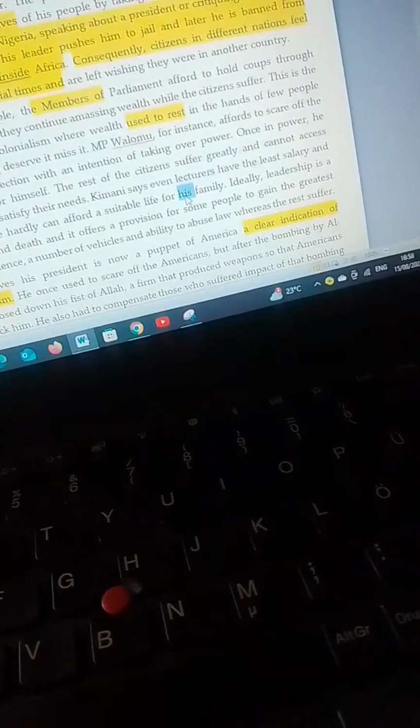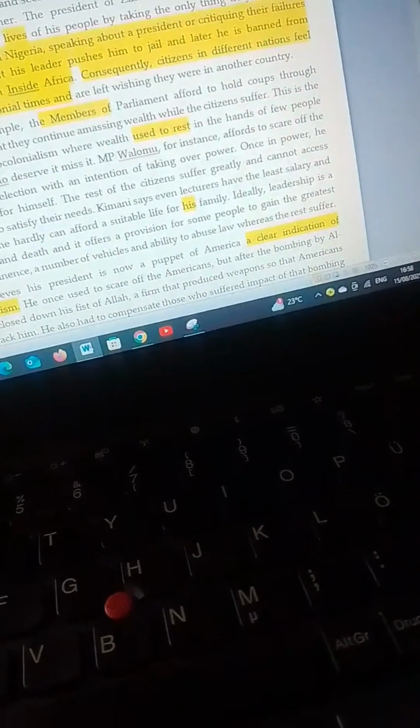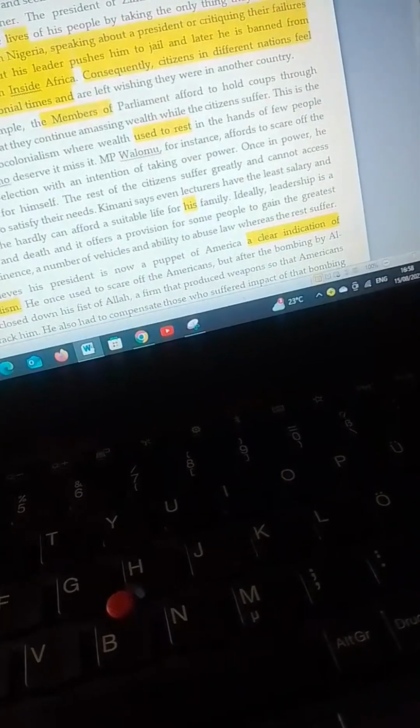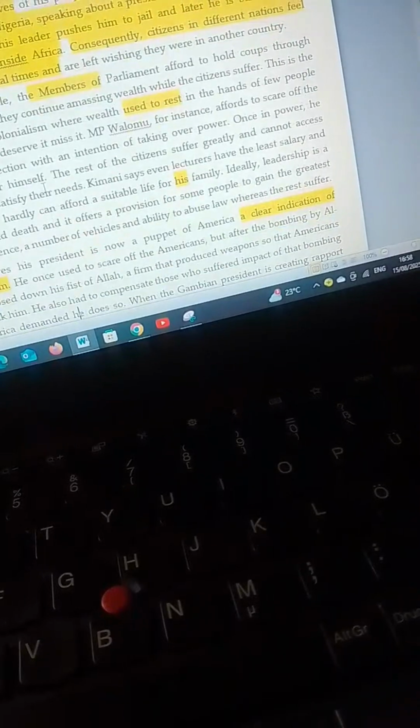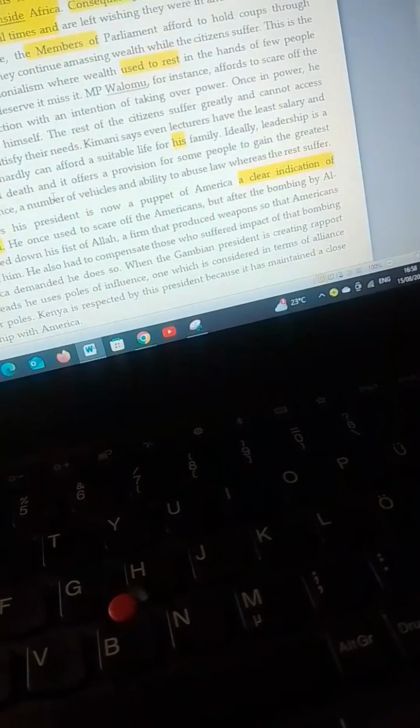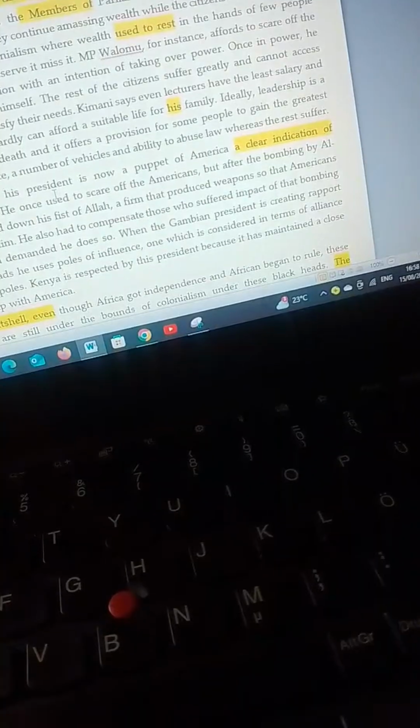Ideally, leadership is a matter of life and death, and people go for it because they know they will gain prominence, vehicles, and they can also abuse the law as they want.